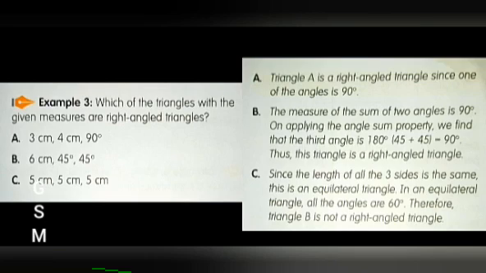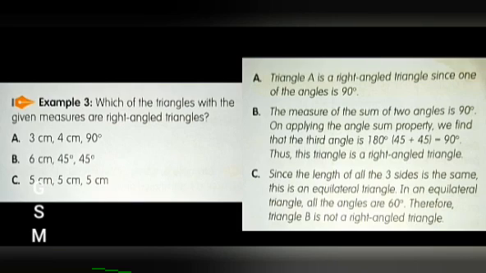And in the triangle B, length of one side is 6 cm and the two angles are 45 degree and 45 degree. The measure of the sum of two angles is 90 degree. On applying the angle sum property, we find that the third angle is 180 degree minus (45 degree plus 45 degree), which is equal to 90 degree. Thus, this triangle is a right angle triangle.